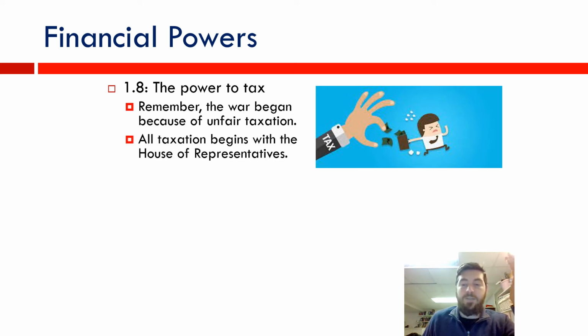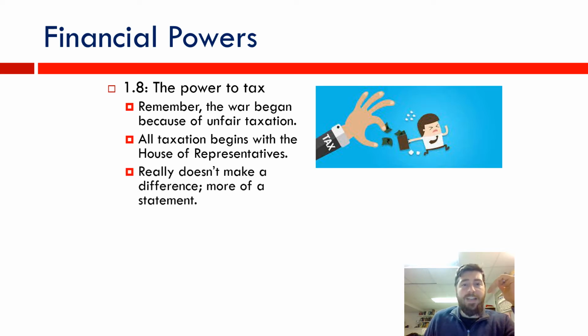All taxes, all laws that tax people have to originate in the House of Representatives, not in the Senate. This really makes no difference at all because the Senate also has to vote yes on it for it to go. Does it really matter if the House of Representatives votes first and the Senate votes second, or the other way around? Not really. It does not matter at all. It is more of a statement. We're making a philosophical statement.